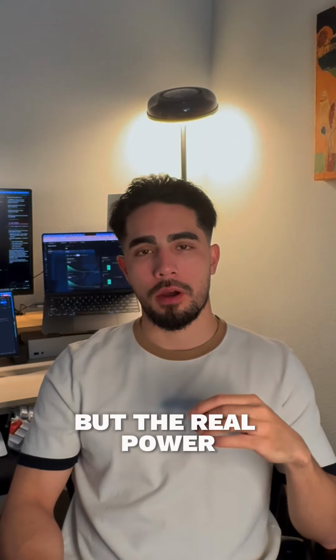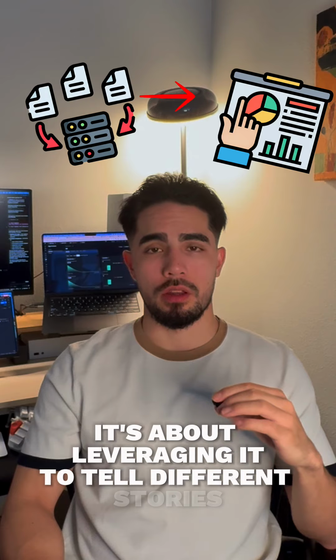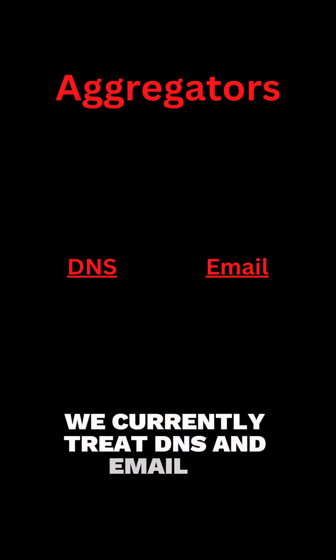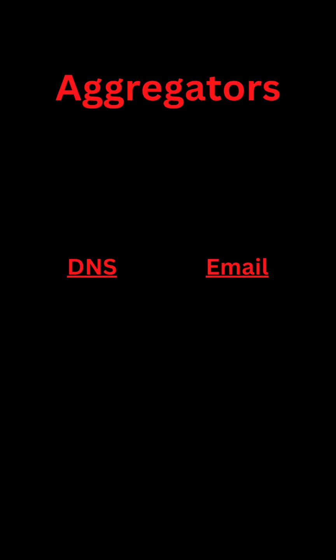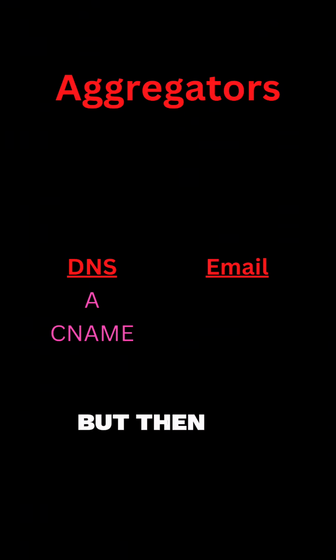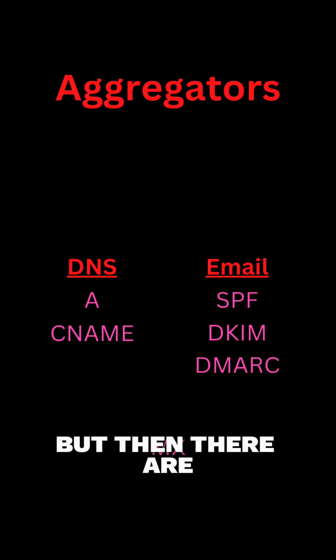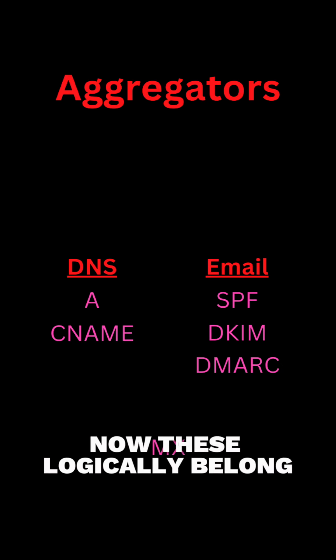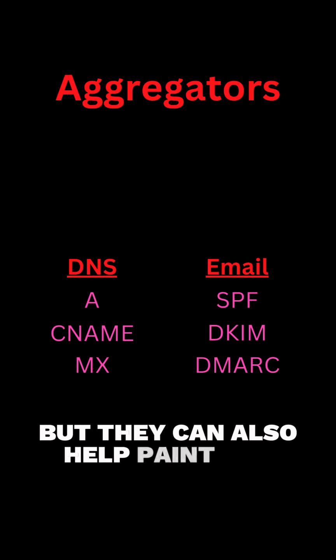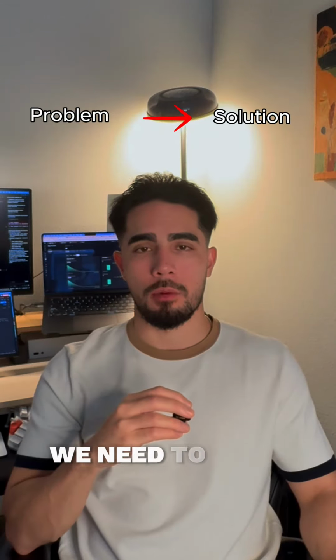But the real power about data isn't just about storing it, it's about leveraging it to tell different stories. And here's a good example. We currently treat DNS and email as separate use cases. We classify things like A records and CNAMEs as DNS, but then we classify SPF, DKIM, and DMARC records as email. But then there are MX records. Now these logically belong under DNS, but they can also help paint the picture for email related use cases. So instead of duplicating work, we need to come up with a fix.